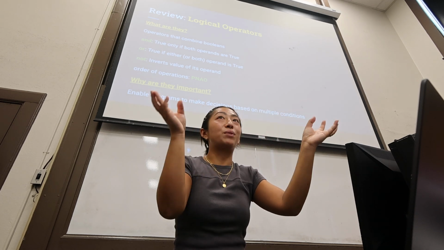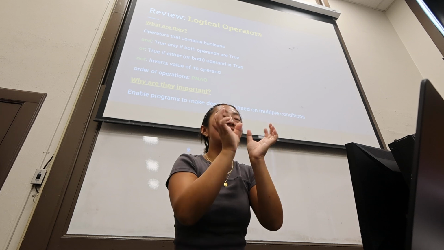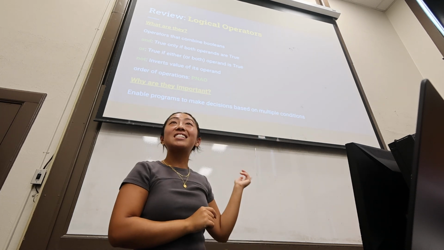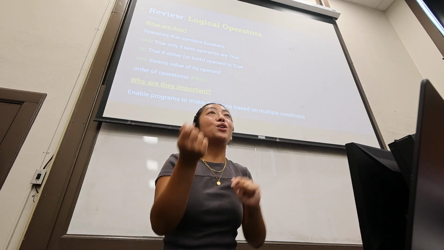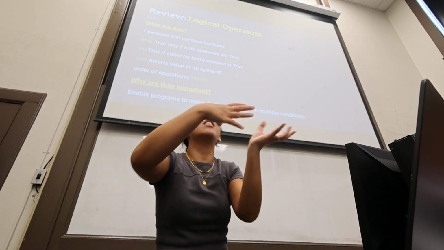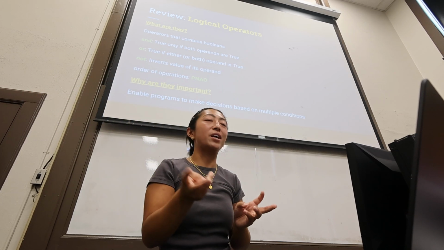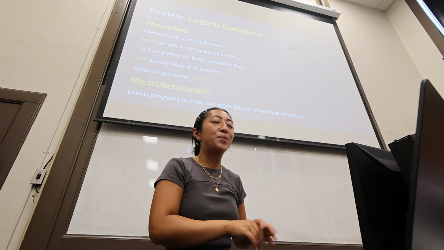So you or something together, you or them. If one of them is true, then or will be true. Okay, not will just invert that value. So if you have not some value, not true is false, not false is true. It just inverts the value of the operand. So that one's pretty self-explanatory.